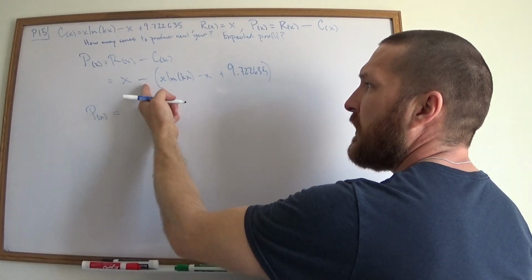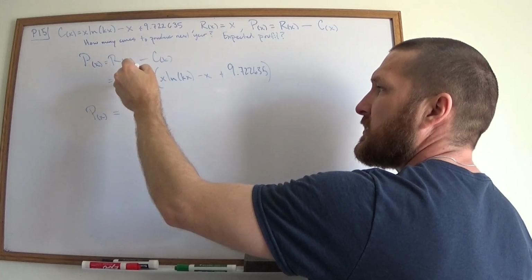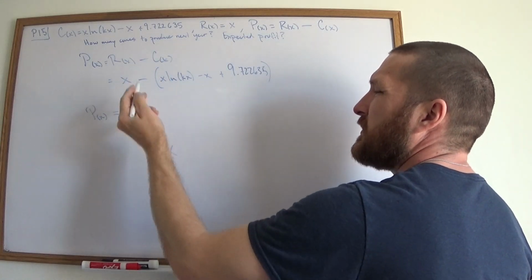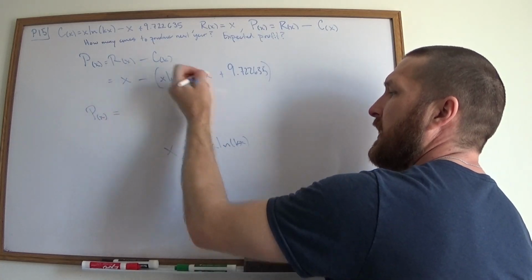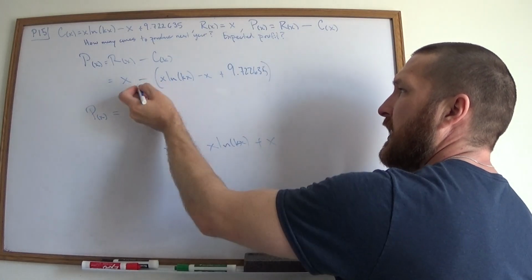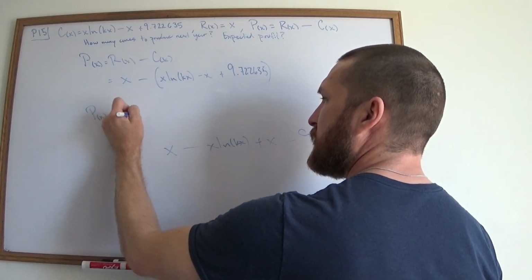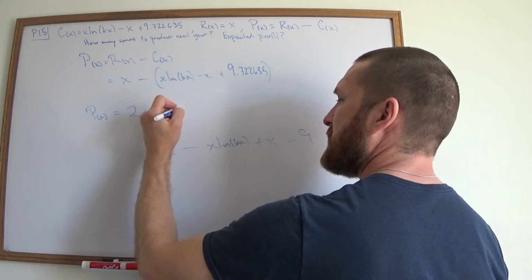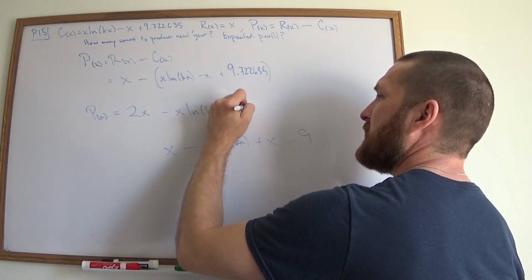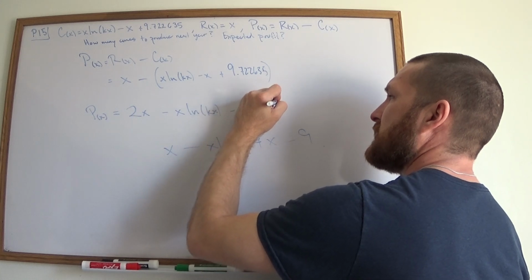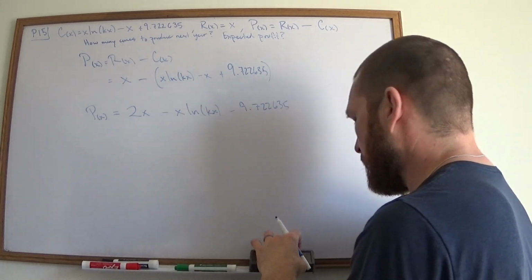Okay, so we have an x minus a minus x. So we have x minus x log kx. Minus minus is a plus x. And then minus the 9 point stuff. So that's a total of 2x minus x log kx minus 9.722635. That's my profit function.